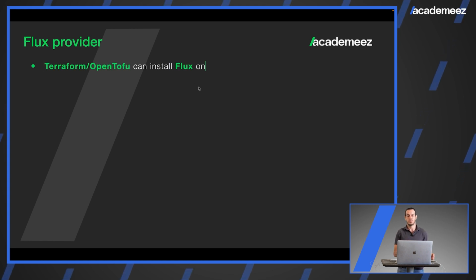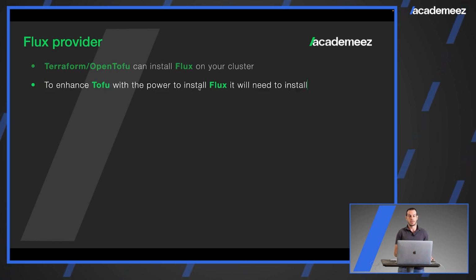So we're going to use the Flux Provider to install Flux on our cluster. There are a few advantages of installing Flux on our cluster this way. We're going to talk about those advantages on the next slide. But for us to install Flux on our cluster, we need to use a provider called the Flux Provider. Using this, we can install Flux on our cluster. What it does is enhance the power of Tofu, and then Tofu will be able to install Flux on our cluster.